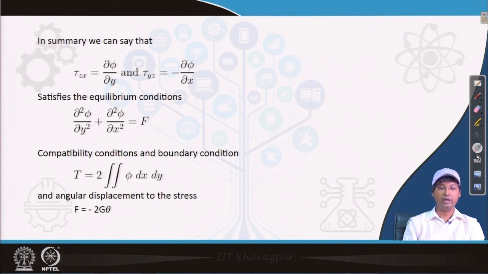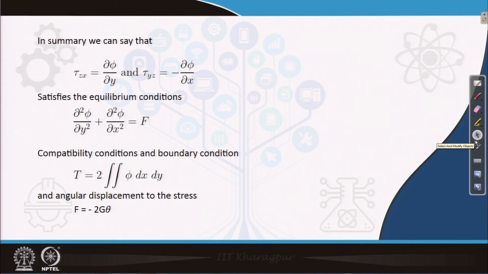So, with this we come to the summary of the stress function approach, what is required to solve the problem in torsion. The summary we can say that we have two expressions for tau, that is tau z x and tau z y, del phi del y and minus del phi del x. We have the equilibrium conditions, which is equal to F, and F is equal to minus 2 G theta. We also have the boundary conditions which says that T is equal to twice double integration phi dx dy.